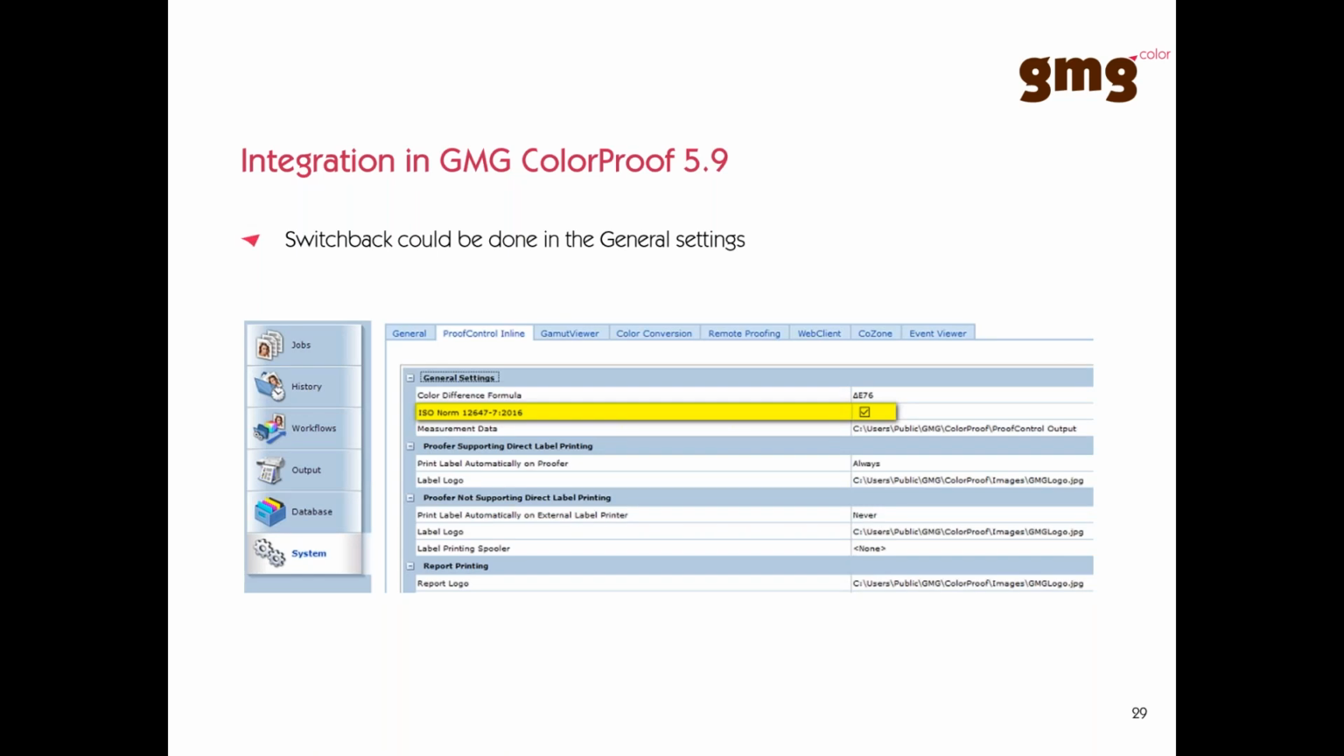Here we can see the general settings in ColorProof. In the Proof Control Inline tab, a checkbox is activated now for the verification with the new criteria. The checkbox is set automatically after update. Users who want to prove with the old criteria can deactivate the checkbox. One little remark regarding the checkbox above, color difference formula delta E76. This is only for the old spot color control strip version 1 and is not relevant.